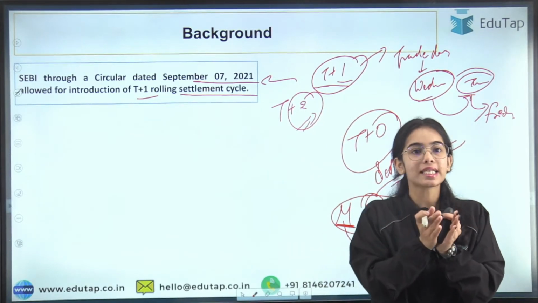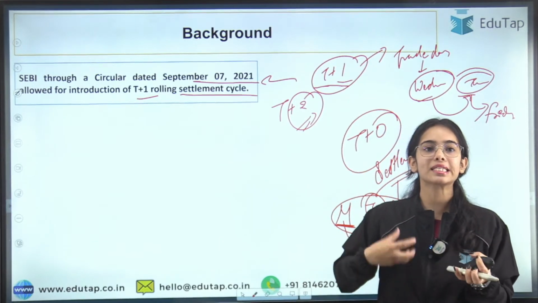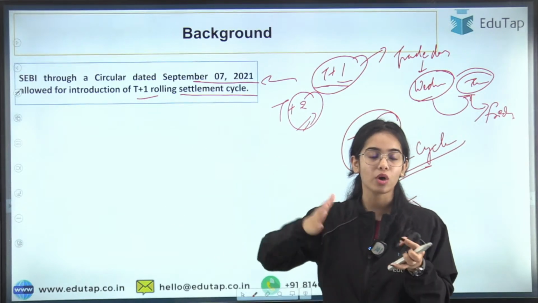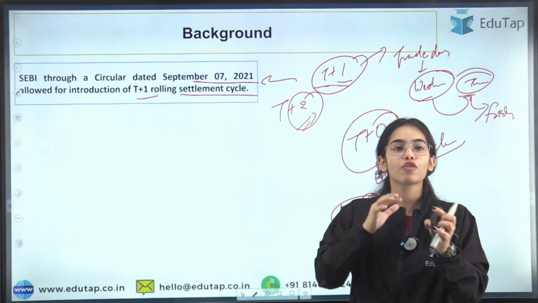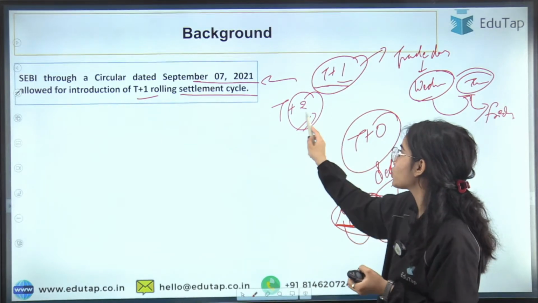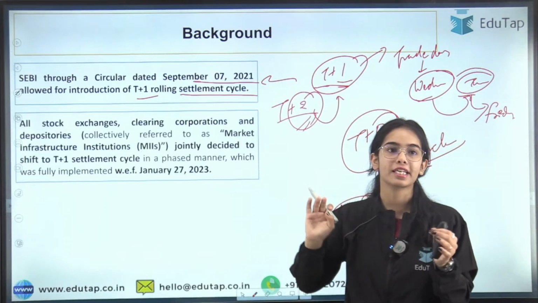So to shorten the settlement cycle of share transactions, if you are selling shares on a particular day, on Monday, your settlement should happen by Tuesday. For shortening that cycle from T+2 to T+1, the T+1 rolling settlement cycle was introduced.